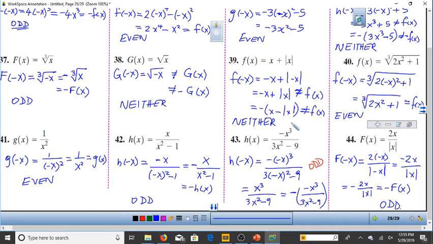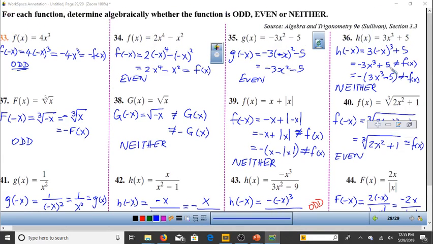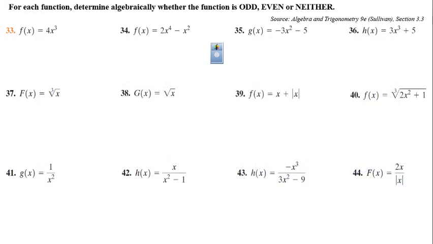All right, so far we've dealt with symmetry and odd and even functions. What we're going to go to next is how to tell whether a function is increasing or decreasing, which you do from the graph. So the next step is increasing, decreasing, and constant functions.